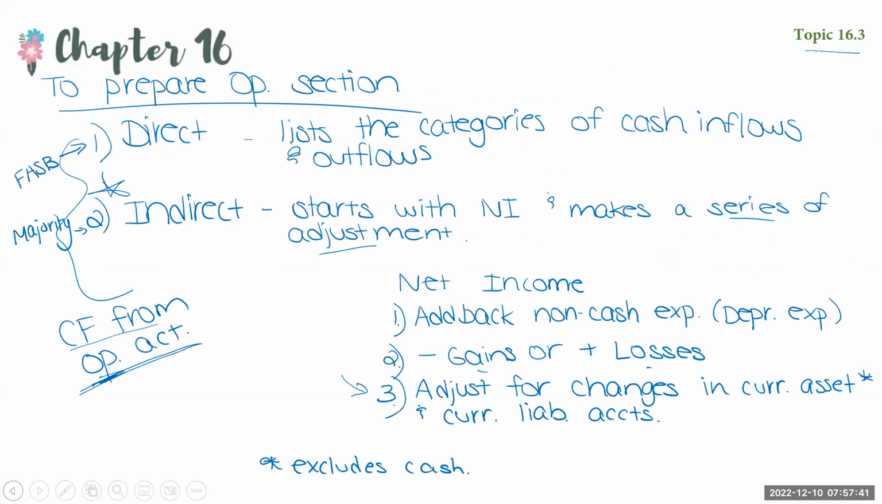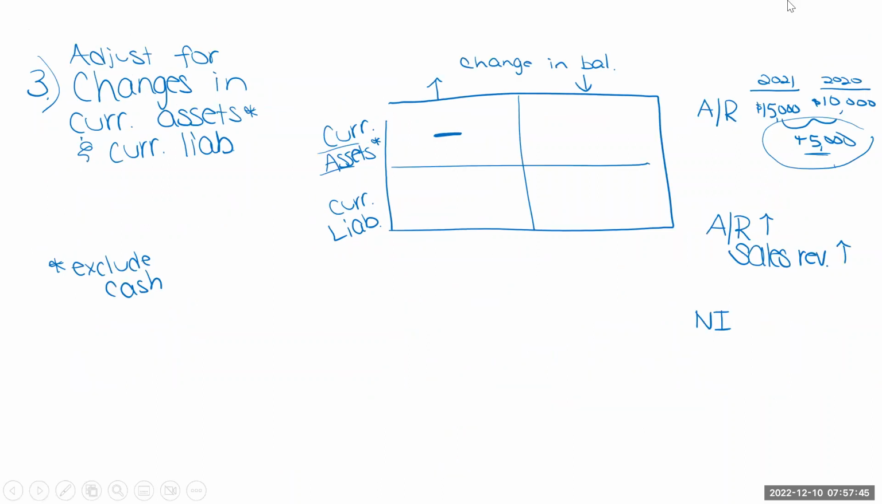So now think about how this impacts net income, because that's our starting point, right? Using the indirect method, we start with net income. An increase in sales revenue increases net income, so you're starting with a higher net income. But this is the statement of cash flows. Did we receive those sales in cash? Nope, we got them in AR. So that's why you subtract the change from net income.